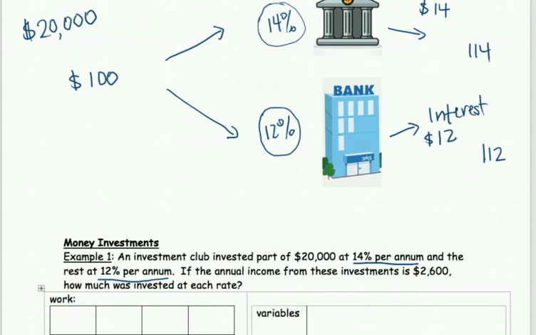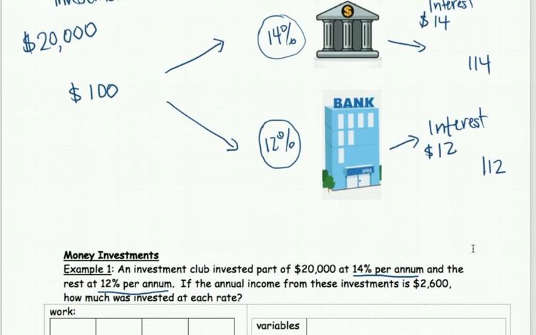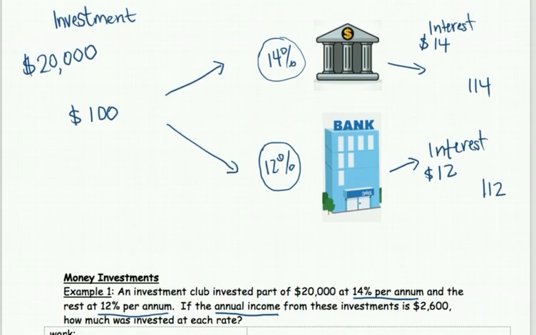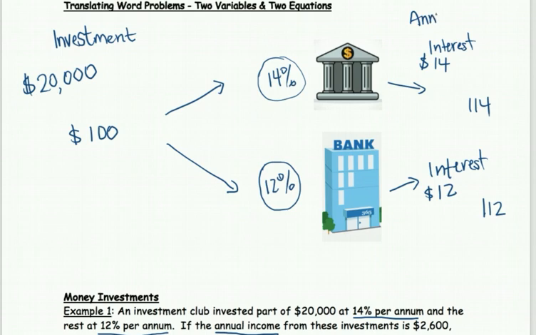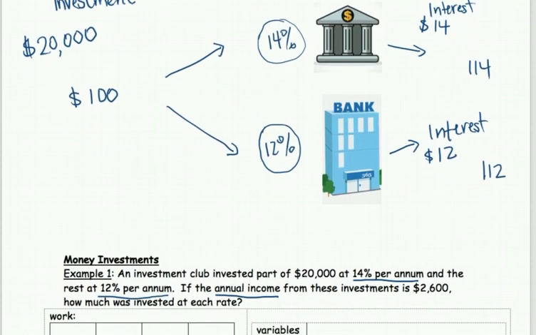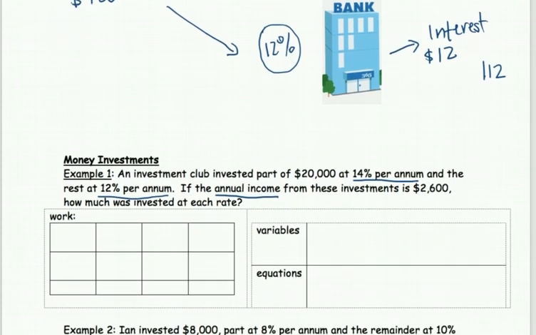Okay, so I just wanted to go over the idea of what an investment is. It says here, the annual income that was made, the annual income from these investments, that's what this part is. So this is the money that came in for you, income. You got 14% interest, 12% interest. In this case, the club broke up $20,000, put some in the 14%, some in the 12%, and after a year, the bank paid out $2,600 just for keeping the $20,000 in these two accounts. We're going to look at that scenario and then try to build an equation.